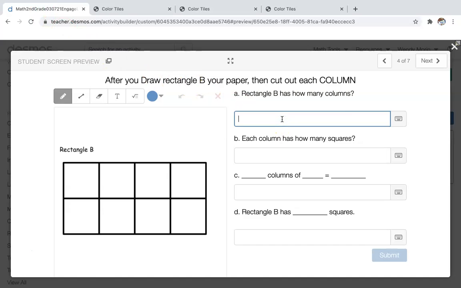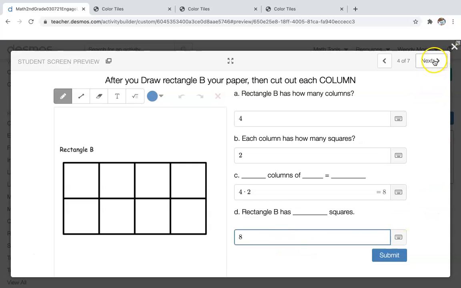So how many columns did rectangle B have? It had 4. How many squares in each column? It had 2. So I know that I had 4 columns of 2 each, which is 8. 4 columns of 2 each equals 8. So rectangle B has 8 squares also, which we can tell by looking at it too.